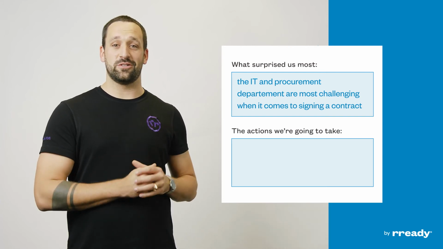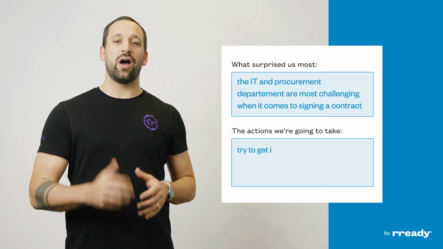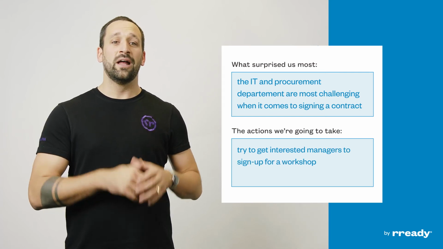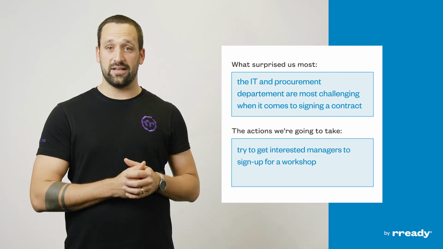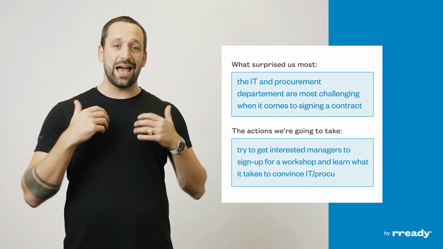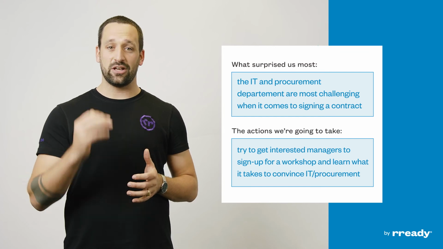The last building block of the canvas is about defining next steps and actions to take, based on the learnings from the experiment. In this case, we will try to get interested continuous improvement managers to sign up for a workshop that doesn't yet involve a software license. There we will try to learn what it takes to convince IT and procurement teams to sign a contract.